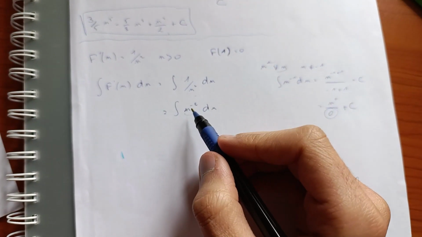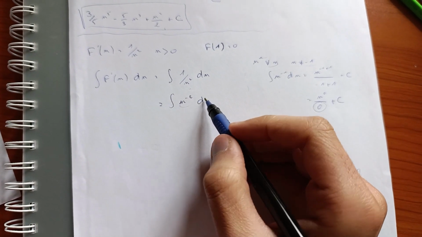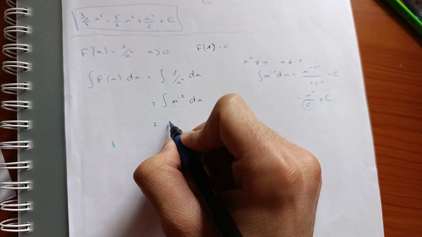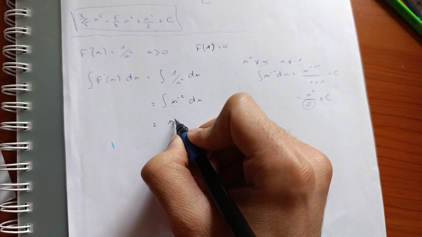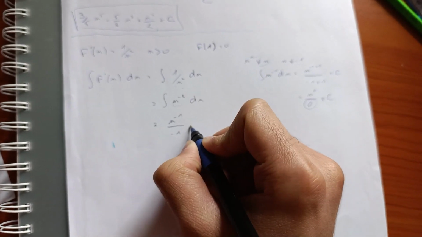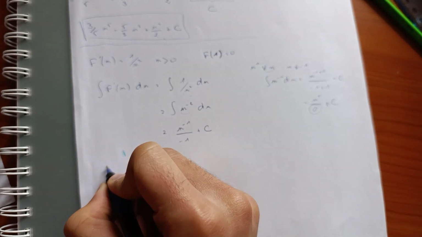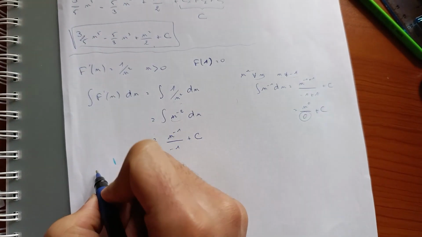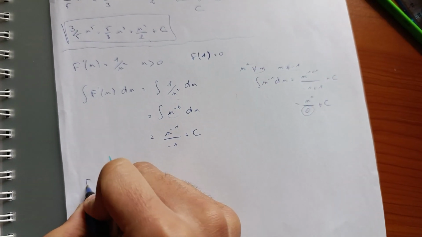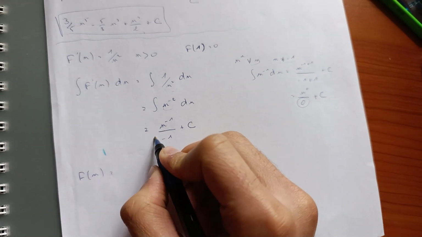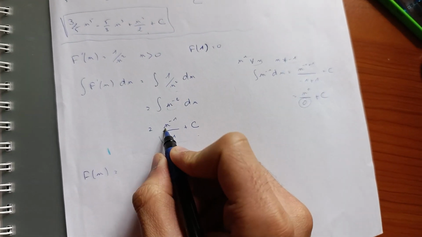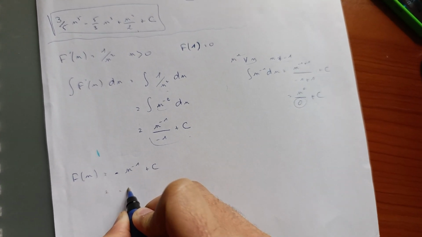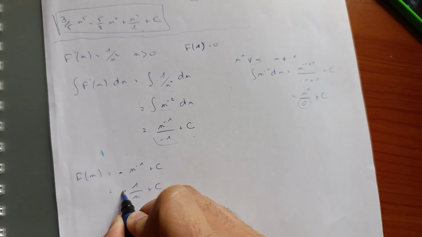So in our case here, we have the integral of x to the power of minus 2 dx. This is also a power rule, so what I can do is just x to the minus 2 plus 1, which is minus 1, over minus 1, plus a constant. So this means that, as we've said, this is the original function, which is f of x. So f of x would be equal to what we found here. This is minus x to the minus 1 plus c, which I can write as minus 1 over x plus c.